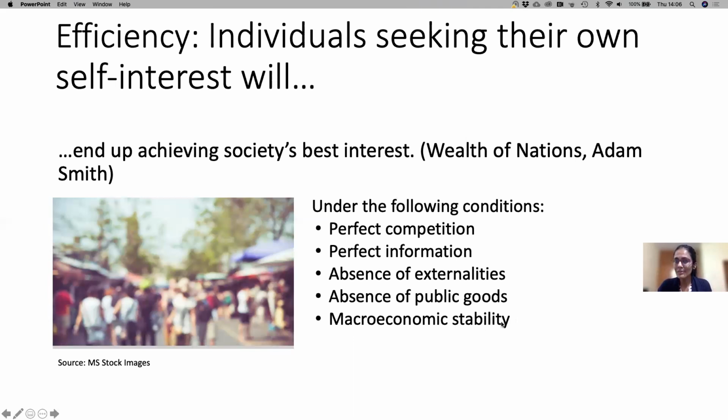Perfect information. Absence of something called externalities. Absence of something called public goods, and macroeconomic stability. Now, for people who aren't introduced to ideas in economics, all of these might just be terms, but I'll go through some of them later. But the core of what we should understand here is that by allowing individual self-interest, the idea is that under certain conditions, we can achieve society's best interest.